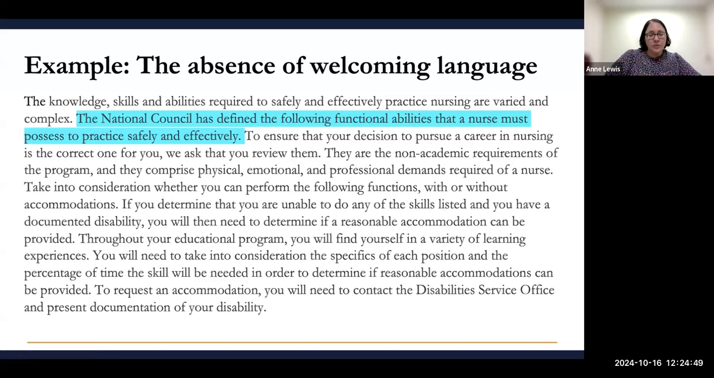So the overall tone of this example is that students with disabilities may not have the skills necessary to complete this program and may not be able to have their disability-related needs met. It also gives the impression that the responsibility for accommodation lies solely with the student, when in reality, it is the responsibility of the student to connect with campus disability services and the institution's responsibility to determine and provide accommodations.